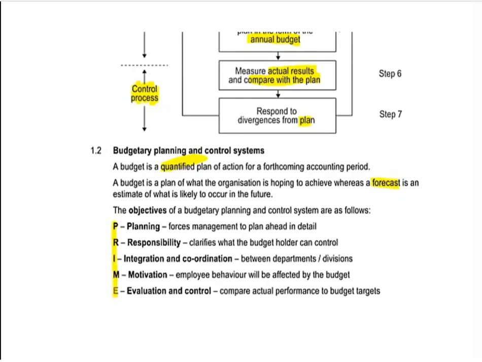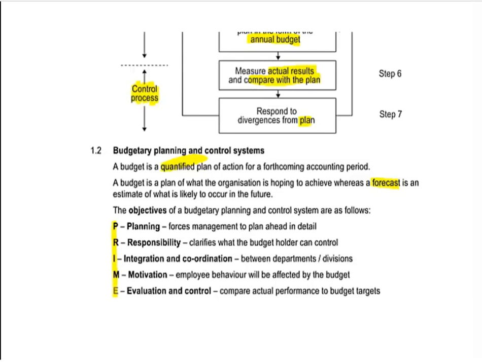And you can remember those using PRIME. So we're trying to plan. Setting budgets forces management to think about what it is that they are trying to achieve. It also encourages responsibility, so looking at who can control the elements. And also it enables us to hope for integration and coordination between our departments. It's no good the production department planning to make 1,000 units a month if the sales department have based their plans on selling 5,000 units per month.